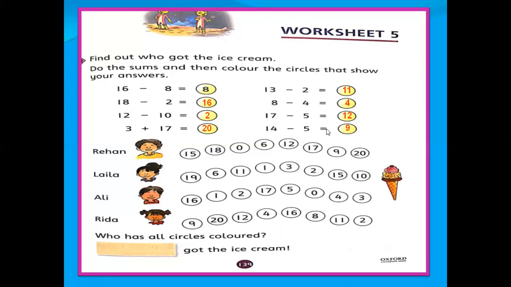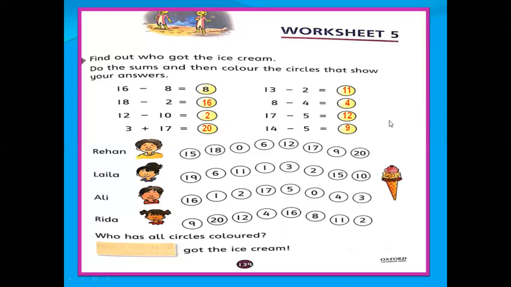You can check your answer by addition: the second number and the answer in subtraction. 8 plus 8, 16. 16 plus 2, 18. 2 plus 10, 12. And 11 plus 2, 13. 4 plus 4, 8. 12 plus 5, 17. And 9 plus 5, 14.